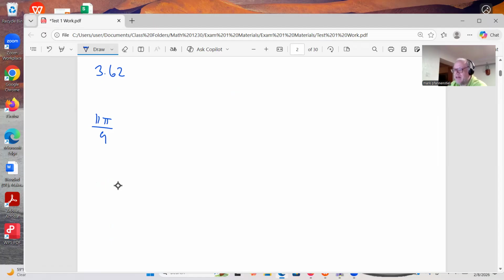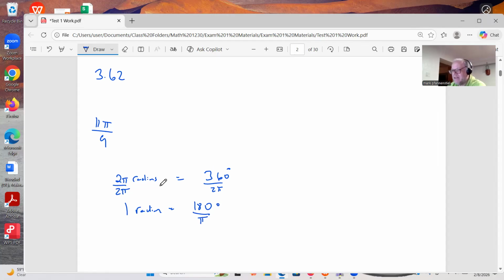I'm going to say that we know that there are 2 pi radians in 1 revolution, and that is equal to 360 degrees in 1 revolution. Both pretty much define a circle. We're going to divide by 2 pi over here, divide by 2 pi over there. So 1 radian is equal to 360 divided by 2, which is 180, divided by pi degrees. So 1 radian is equal to 180 over pi degrees.